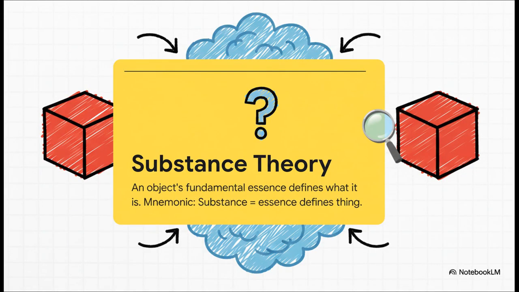And then there's our third contender, substance theory, which kind of tries to find a middle ground. It suggests that every object has a core essence that defines what it is. For an apple, that essence is simply being an apple. Its color, its taste, its shape, those are all just different ways of expressing that fundamental appleness.